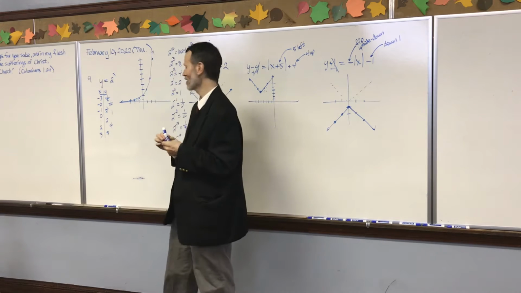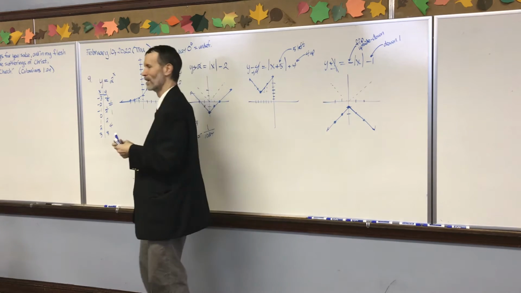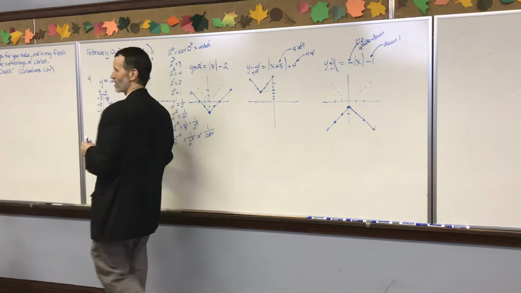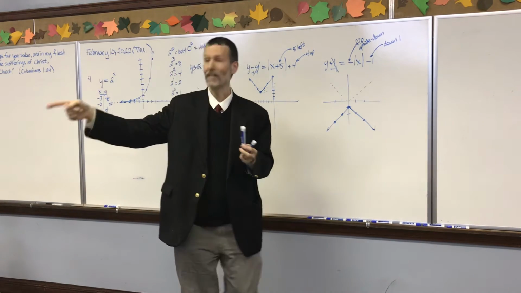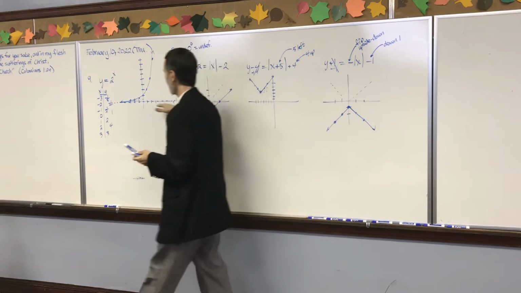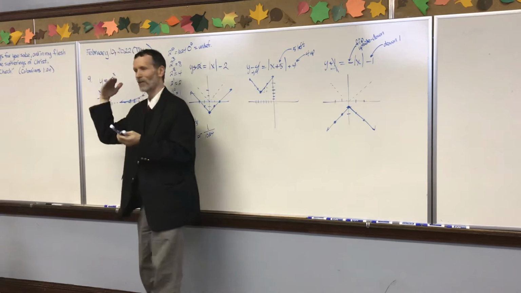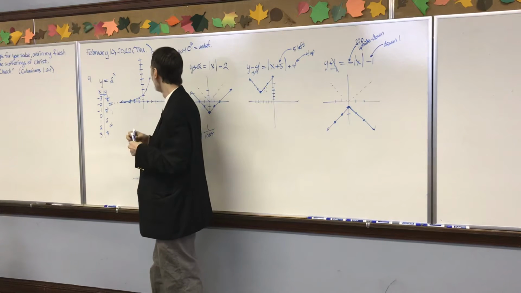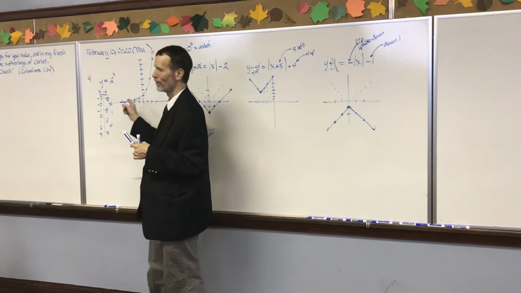Does anybody recognize what sort of object seems to be running along the x-axis? Yeah, that's an asymptote. It's called a horizontal asymptote, but it's an asymptote. It's getting closer and closer and closer, but not touching. That's asymptote behavior. So, here's the graph.